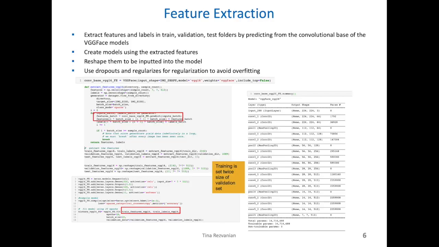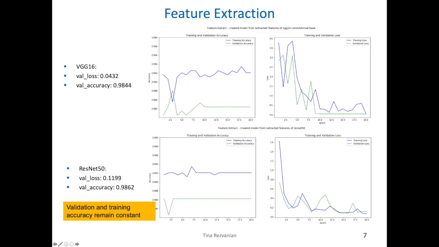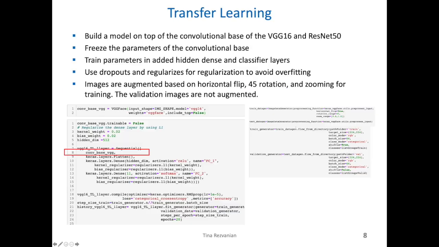Then I use feature extraction, where I extract the features and labels of the images using the convolutional base of the VGG16 and ResNet50 models. The results show that for both VGG16 and ResNet50, the accuracy of the model remained constant through 20 epochs.